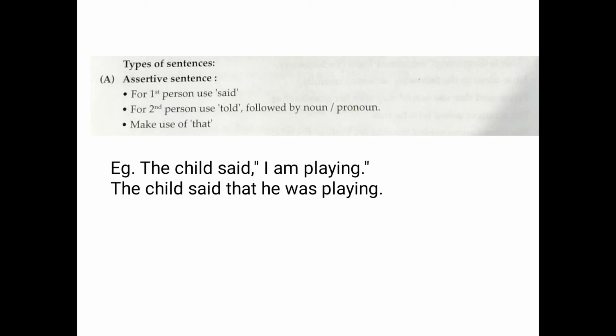For example, the child said, "I am playing." Here only one person is talking, so we will use said. The child said that he was playing, and the tense rule also we will apply here. This sentence is in present continuous tense, so it is changed into past continuous tense. And suppose the child said to her mother, then what will we use? The child told her mother that he was playing. So here we use told when 2 persons are talking. I hope you have understood this.